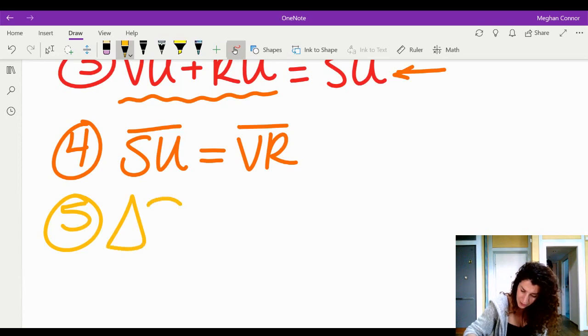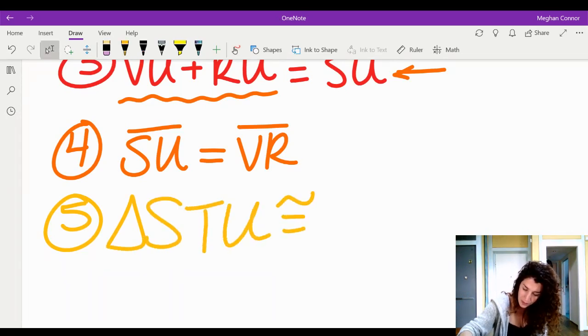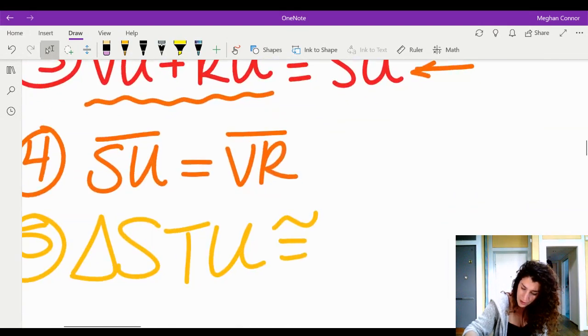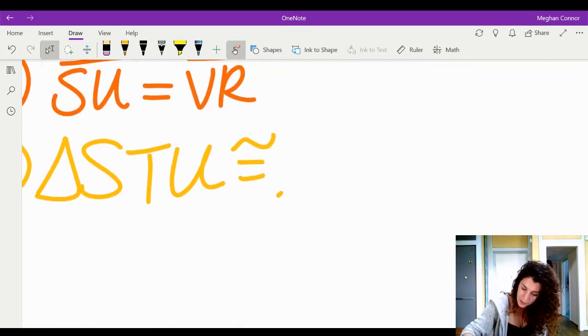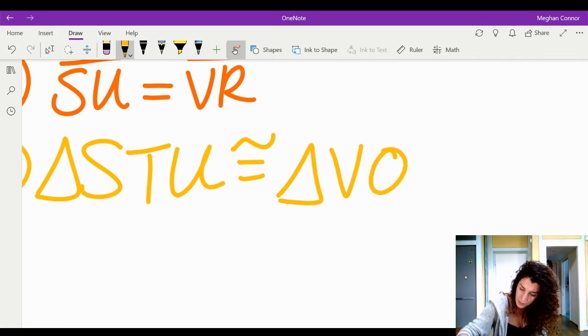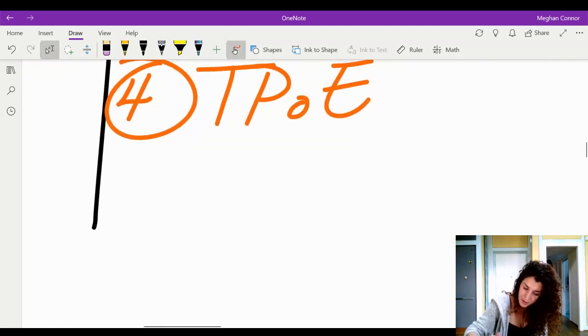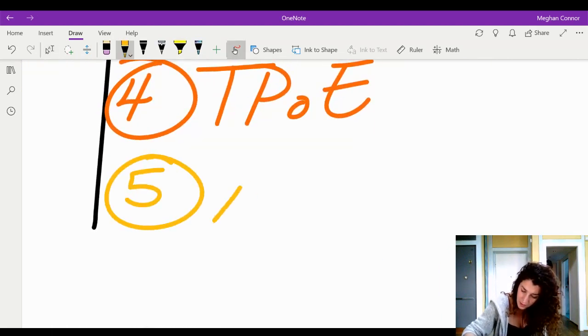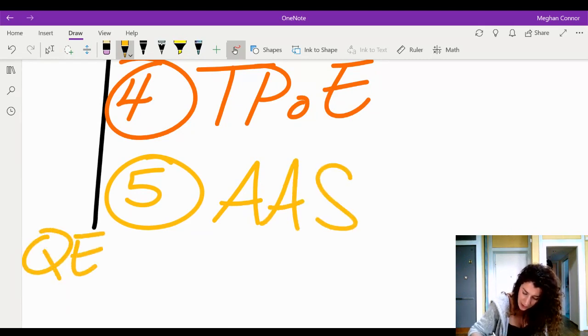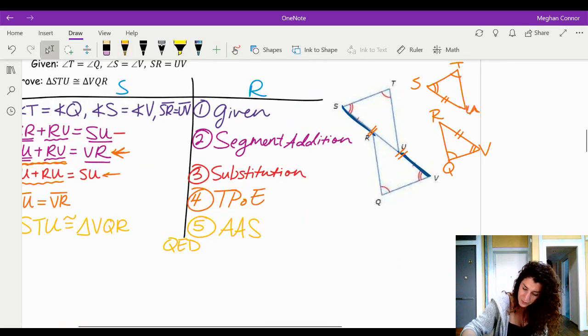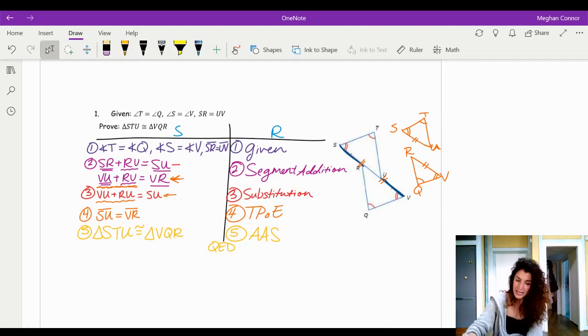I think it was triangle STU and VQR are congruent because of angle, angle, side. QED. And we're done.